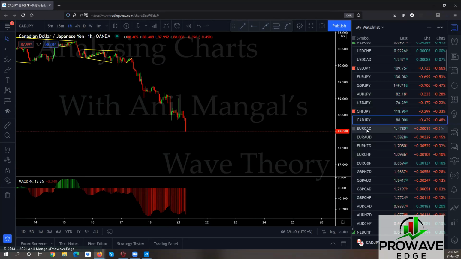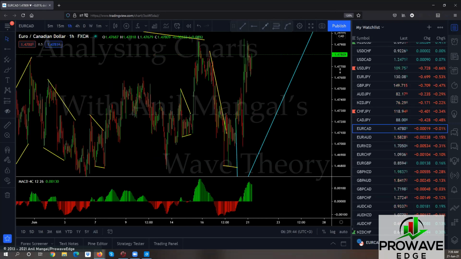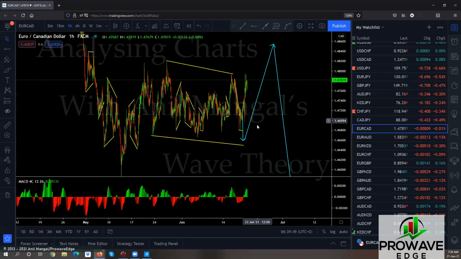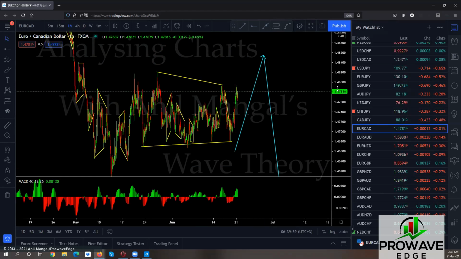Pretty simple. EuroCAD. We're still in this corrective looking piece, and it is going out of it now, which means this didn't come all the way to the low, but that's okay. It doesn't have to go all the way to the low. It could be a contracting flat in the middle here. So we'll probably go with that as a contracting flat. We're coming up to the top there. There's probably one more buy.